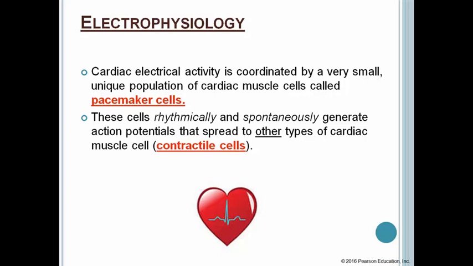So two major cells that are found in cardiac muscle tissue, you have the pacemaker cells that set the rate, and you have the contractile cells that actually contract and relax of course, to pump the blood through the heart and then out into the other tissues.